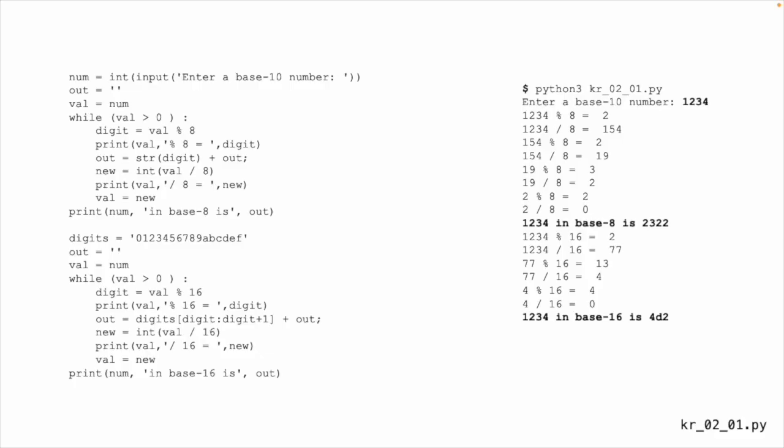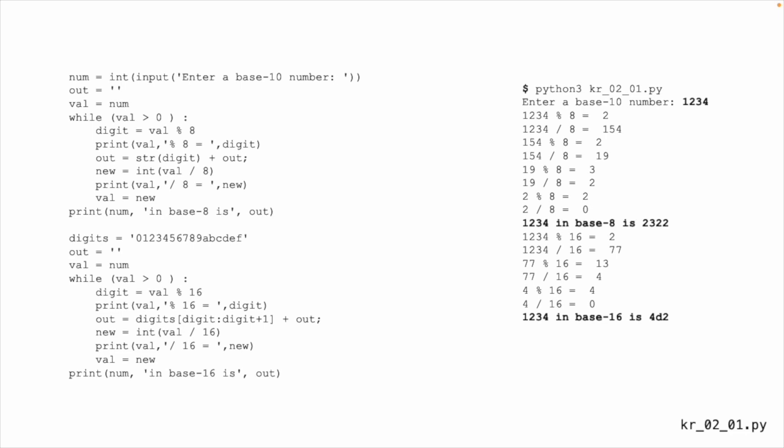And I don't really care if you do much of this. You can grab this sample code and play with it. This is a conversion from base 10, a number like 1, 2, 3, 4, to base 8 and then base 16. And the way this one does it is it converts the number in effect from the rightmost digit, the low digit, up to the high digit.